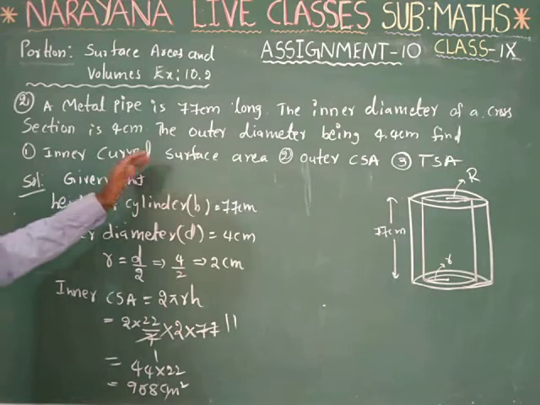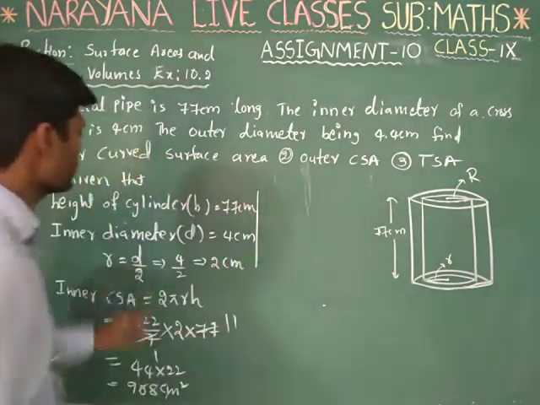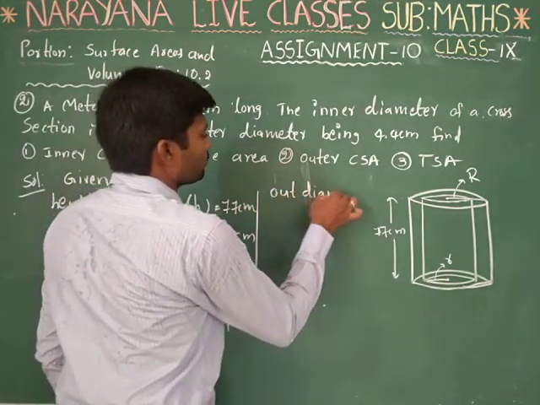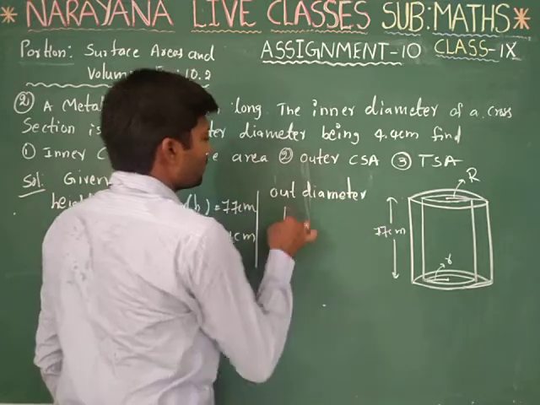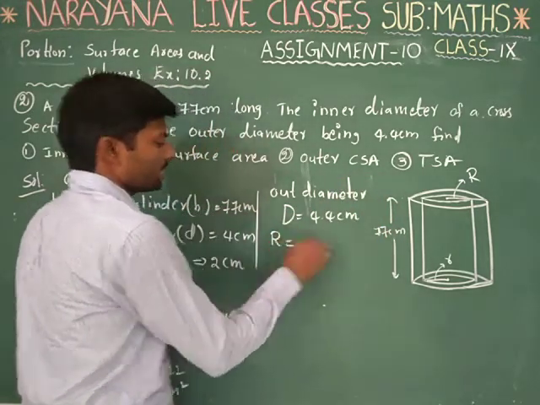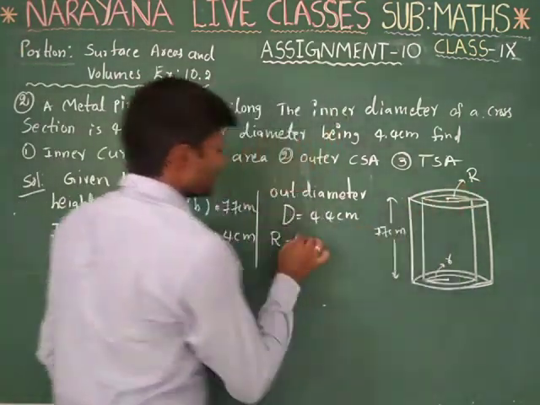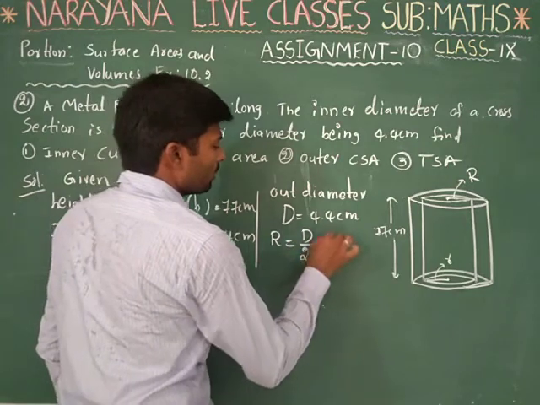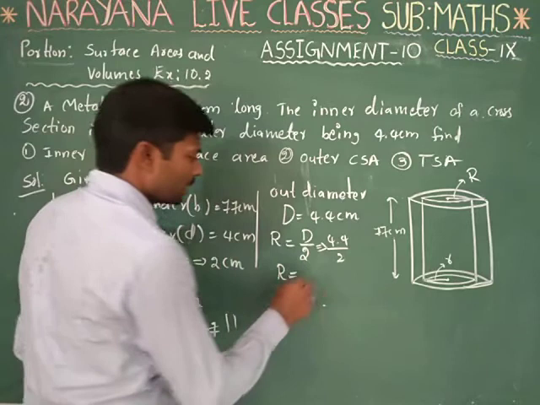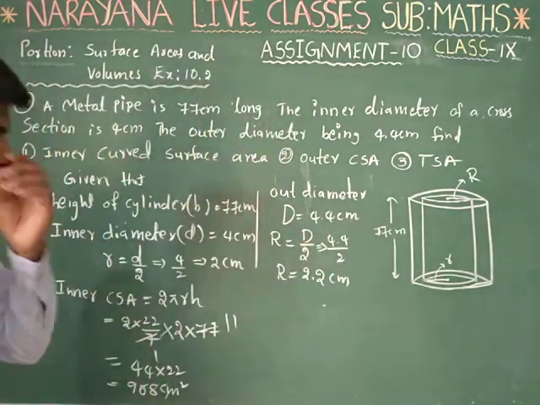Similarly, we have to find the outer curved surface area. Before going to that, what is the outer diameter? The outer diameter, capital D, is equal to 4.4 centimeters. So what is the outer radius? That is from here to here. It is half of the diameter, which is 4.4 by 2, so the outer radius is 2.2 centimeters.